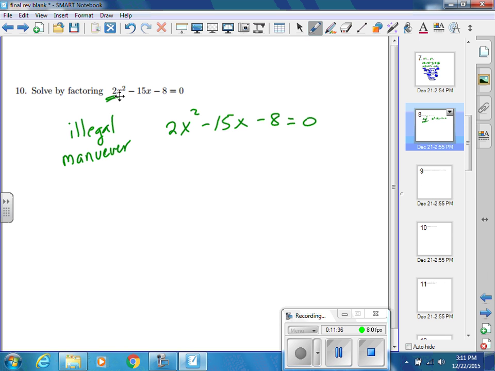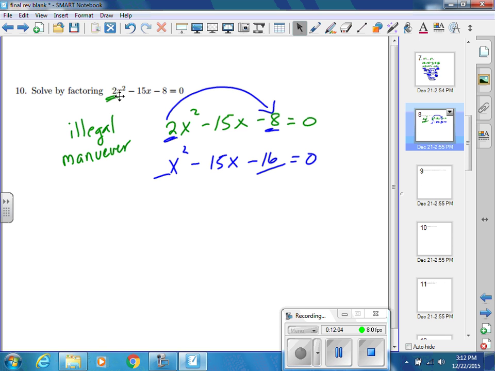So, illegal maneuver. First thing you do, you take the first one and the last one, multiply them together. This knocks out the front one, okay? I'm left with x squared. No 2, it's gone. Minus 15x. Nothing changed there. Sign didn't change, number didn't change, x didn't change. 2 times 8 is 16. Minus 16. This changed. That changed. Those are the only things that should change, okay?